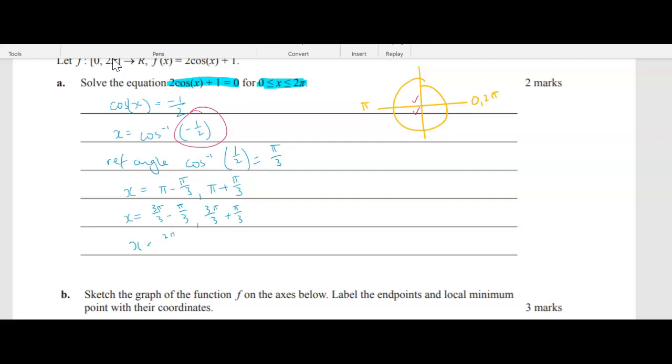So 2 pi on 3 and 4 pi on 3. So not a tricky question. If you got a question like that, you should be ecstatic. That should be one of your first questions. Easy peasy Japanesey.